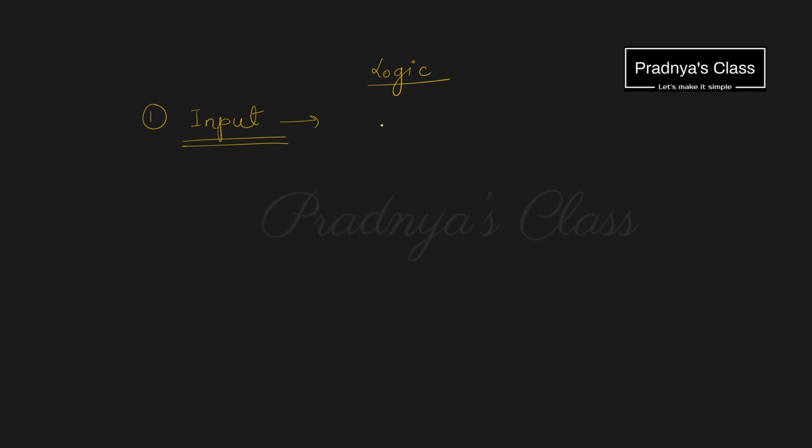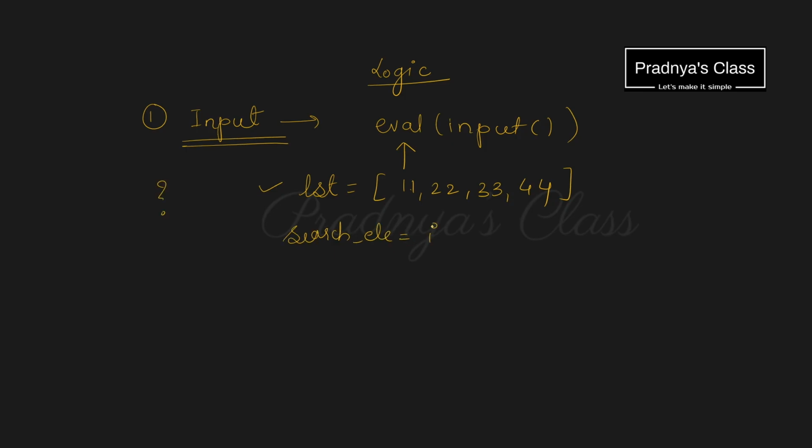To input list elements, we enclose the input function in the eval function. We have already discussed this eval function in the previous video. To put it simply, let's initialize one list with some random numbers. Let's take some 4 elements: 11, 22, 33 and 44. In this way, the list is ready. Now what do we need? Let's enter the search element which we are going to search in the list. You can take the input using the input function.